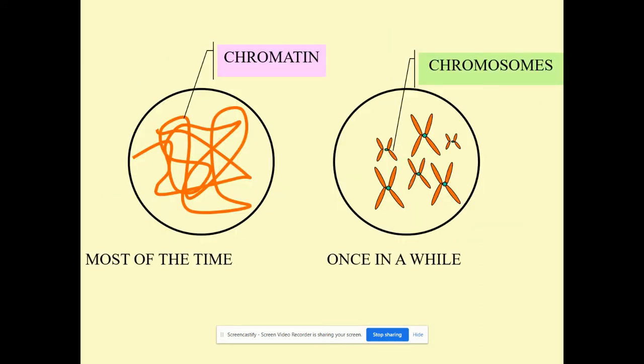Don't draw this, just look at it. It's just, in your mind, understanding what chromatin and chromosomes are. Your DNA typically is like this most of the time. Before cell division, it coils up into these structures called chromosomes.